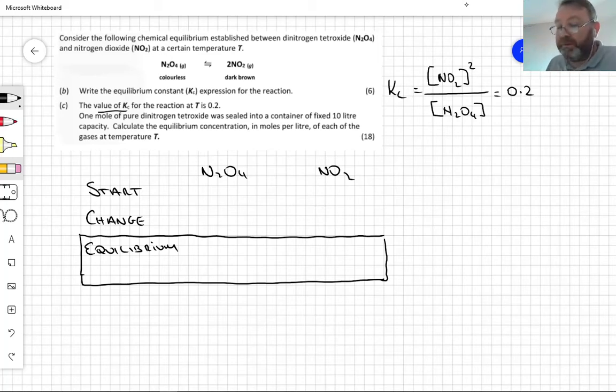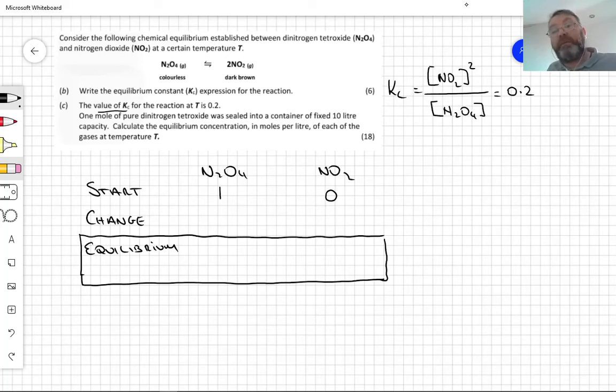Now, do we have any starting information? Well, part C says 1 mole of pure dinitrogen tetroxide was sealed. So you've got 1 mole. There's your start. Now, at the start, there is never any product. So you always set the products equal to 0, unless, of course, they tell you otherwise. But in most cases, products are 0. The change is not mentioned. No mention about the change, no mention of equilibrium concentrations, nothing further is given.